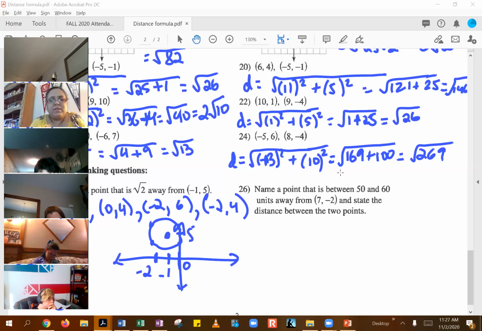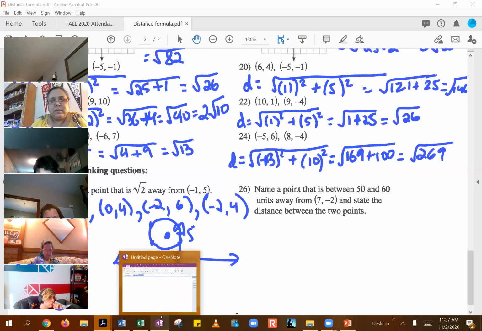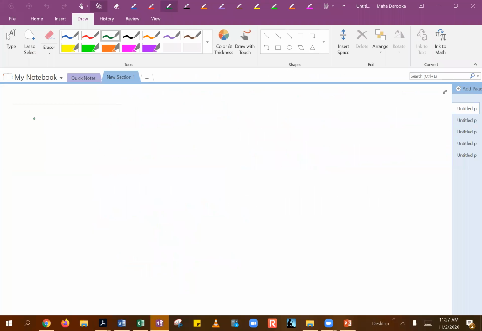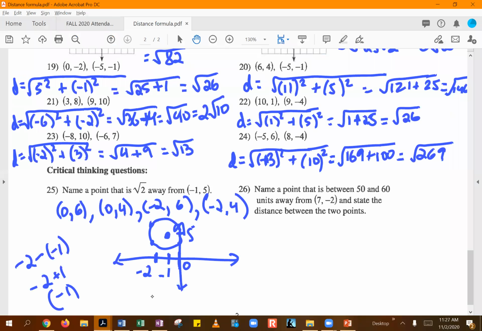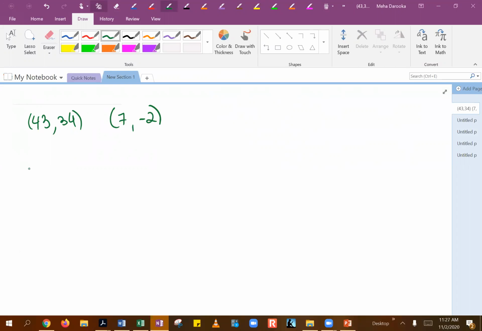Okay, Brandy, you are saying the points (43, 34) work. So are you using 43 for the X value and 34 for the Y value? Yes. So let's do that here. Okay, so we've got the ordered pair (43, 34), and of course, our original ordered pair is (7, -2). So let's see what happens when we try to find the distance here.